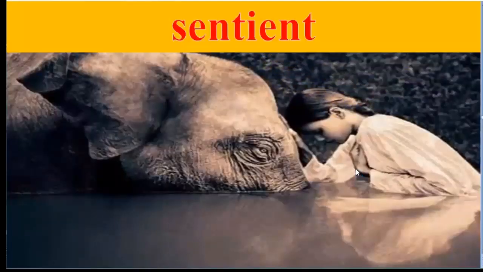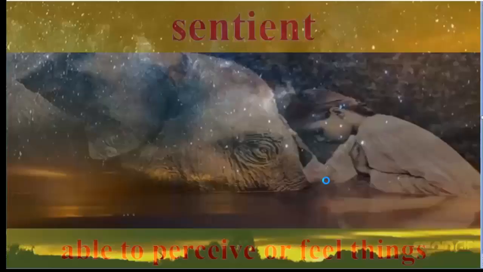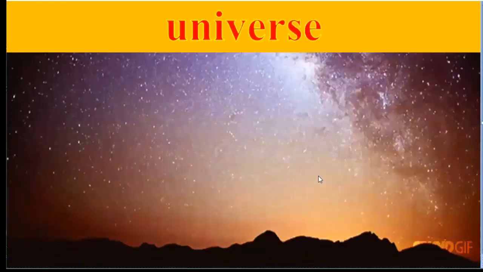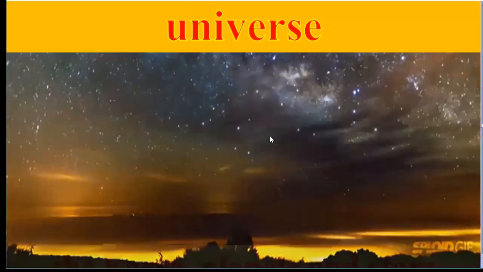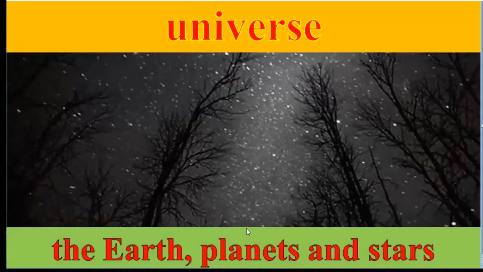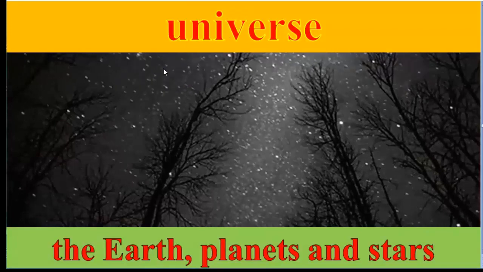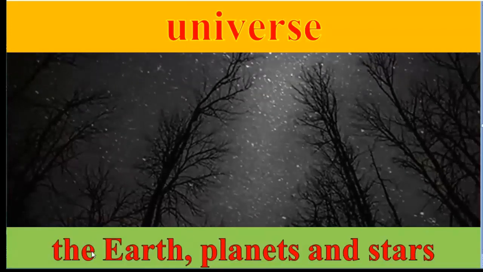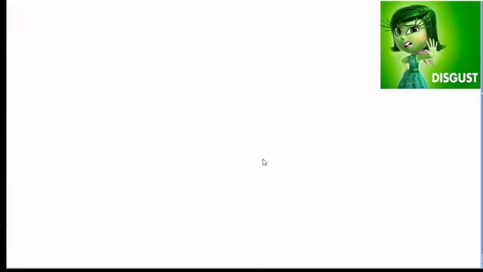And here, dear students, you have sentient. We usually describe some persons as being sentient, able to perceive or feel feelings. After that, we have universe, planets. You know the planets. This is a universe. As you can see in front of you, the Earth, planets, and the stars. So universe can be described as being the Earth, the planets, in addition to the stars.